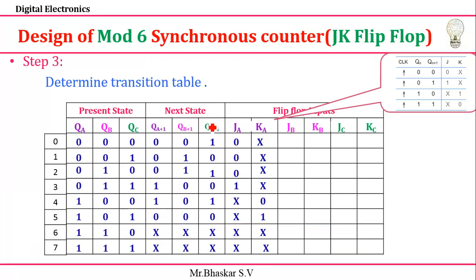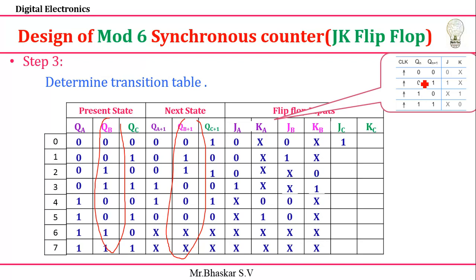Now similarly, fill the next value. Next, I need to check QB versus QB plus 1. Now check the value. If it is 0 0, I'll get 0x, 1x, x0, x1, 0x, 0x, xx and xx. Same rules, you just apply them and fill that one. If you want, you can verify that.